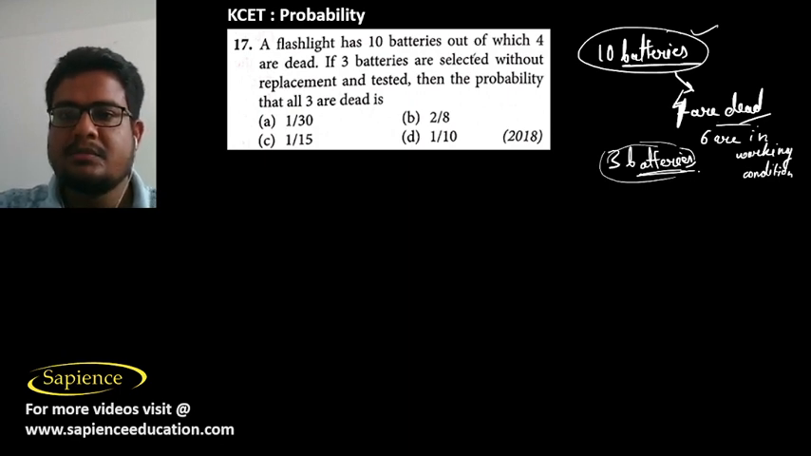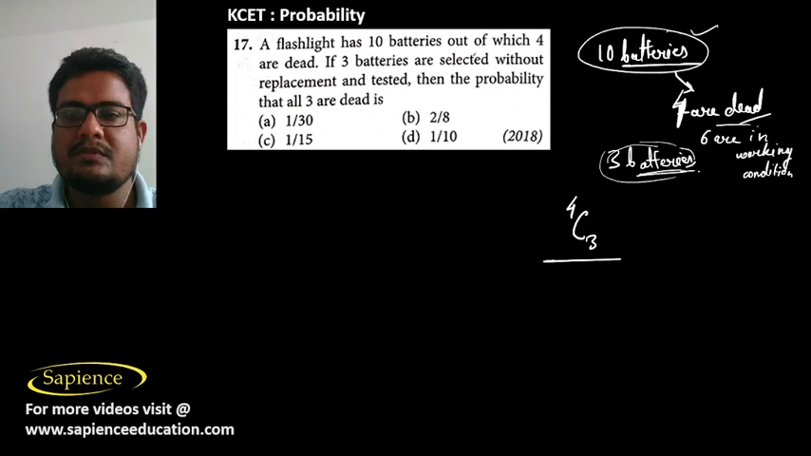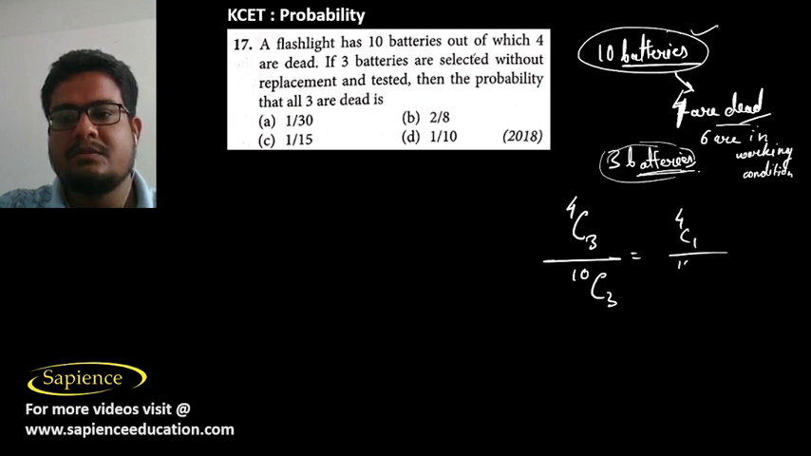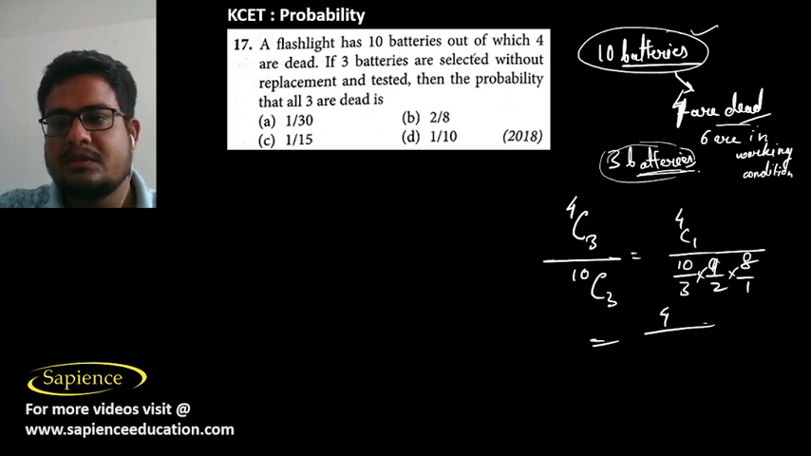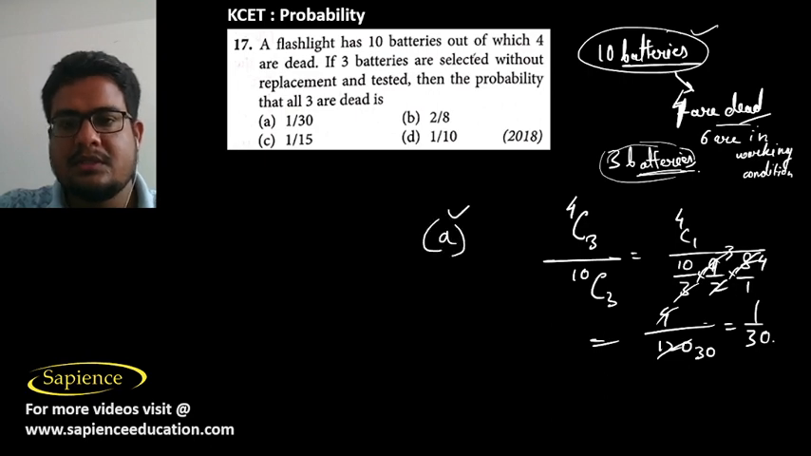Then the probability that all 3 are dead. Out of these 4, I have to select any 3 dead batteries, by 4C3 ways, and out of these 10, I can select 3. So this is the possible number of ways, and this is the favorable number of ways. So 4C3 is 4, 4C1, by 10C3, that means 10 by 3 into 9 by 2 into 8 by 1. So 4 by 120 is 1 by 30. Option A is the correct one.